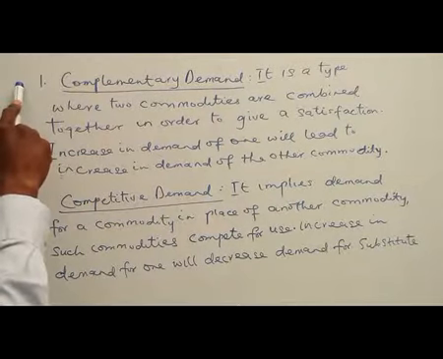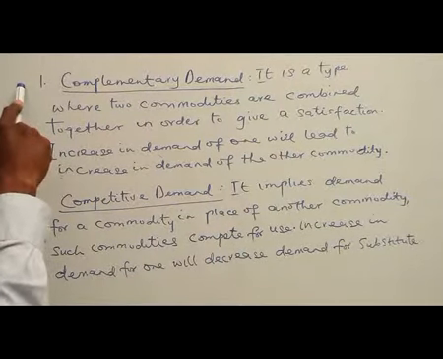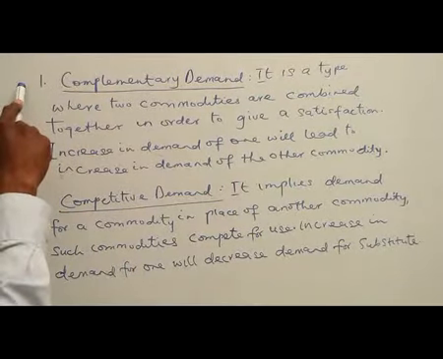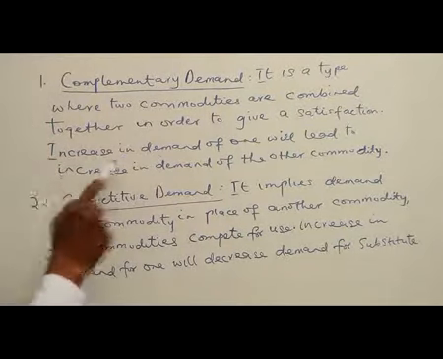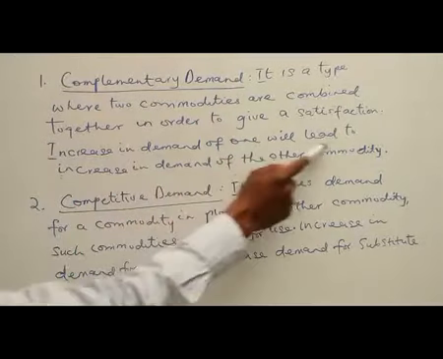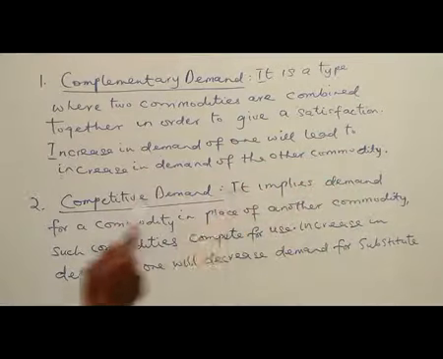For example, you want to write. You must have a pencil and exercise book. The two commodities will give you a satisfaction. You want to take bread and butter. The combination of the two commodities will give you a satisfaction. So that is, increase in demand of one will lead to increase in the demand of the other commodity.